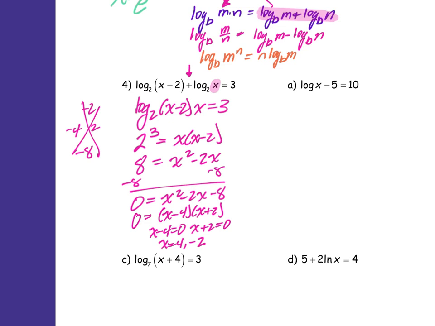No. No, that is correct. Because remember, if I write this log base 2 of -2, 2 to what power equals -2? Is there any power out there that's going to change 2 to a -2? No. So that means that -2 is not an answer. The only answer that is correct for this problem is x equals 4.